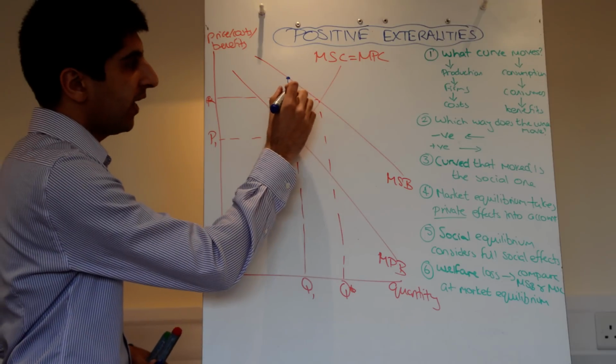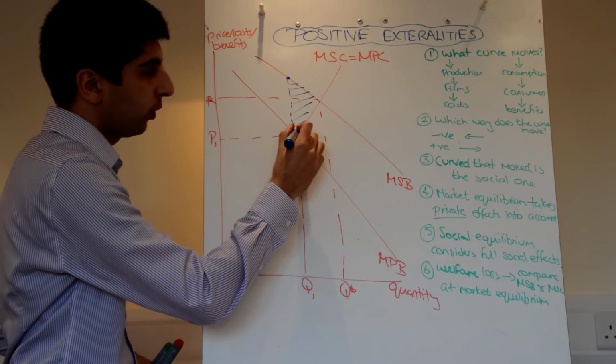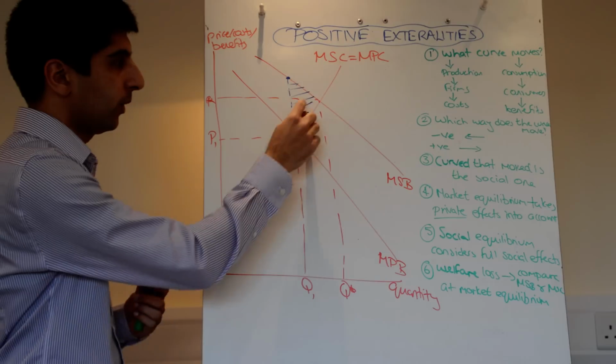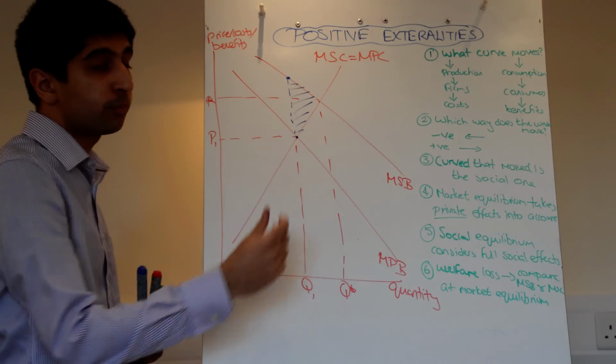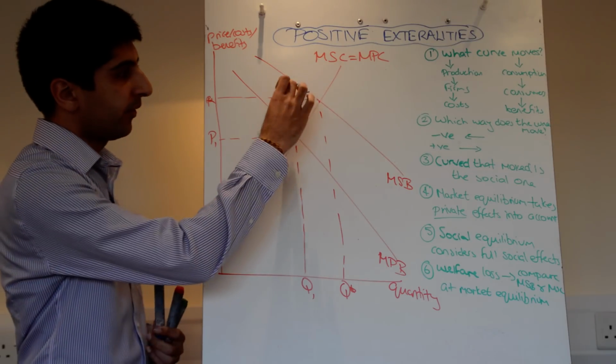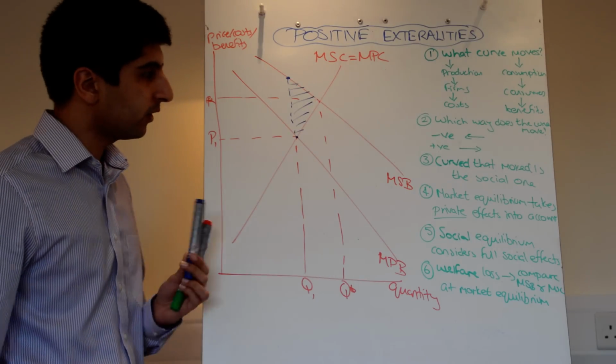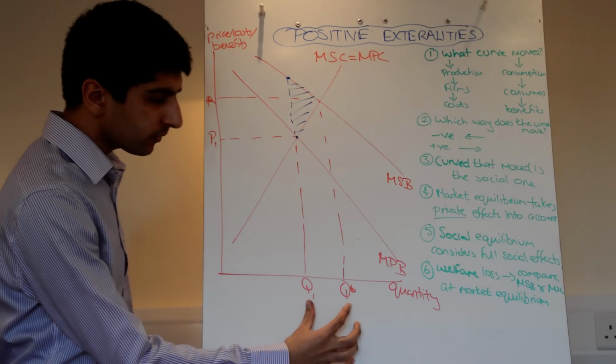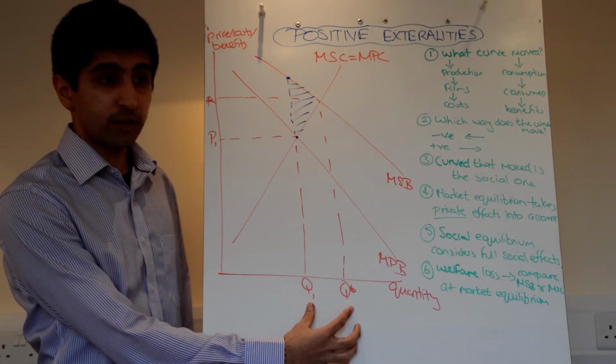So again, you're shading the area which points towards the social optimum equilibrium there. All these extra units would have brought in more benefit than cost. By not producing them, we're losing out by this total shaded area. So that's the welfare loss there. You can see here there's a misallocation of resources.